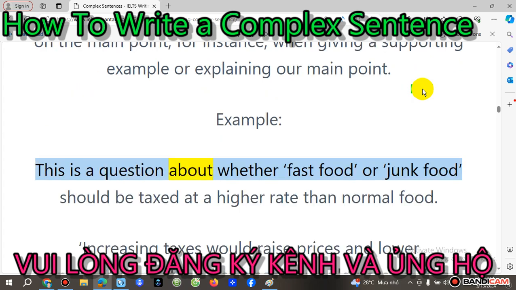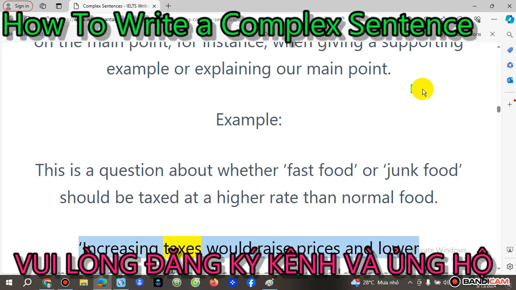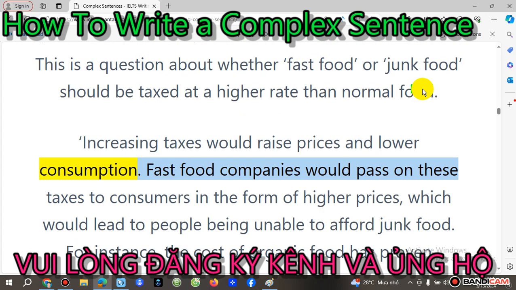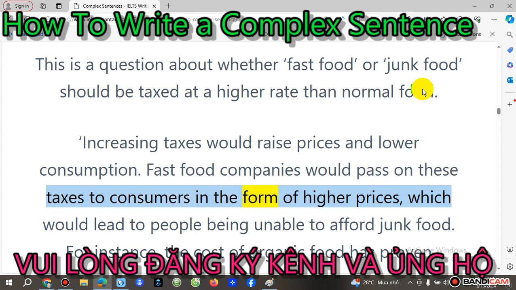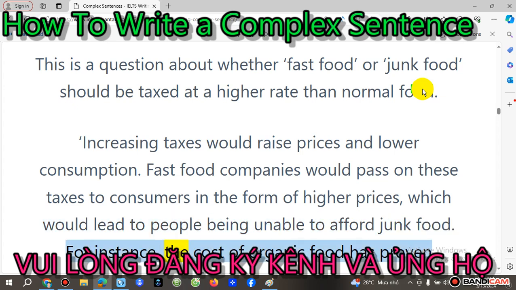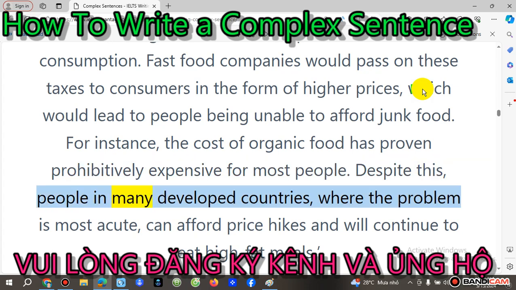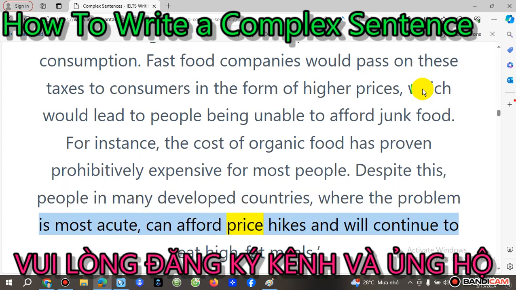This is a question about whether fast food or junk food should be taxed at a higher rate than normal food. Increasing taxes would raise prices and lower consumption. Fast food companies would pass on these taxes to consumers in the form of higher prices, which would lead to people being unable to afford junk food. For instance, the cost of organic food has proven prohibitively expensive for most people. Despite this, people in many developed countries, where the problem is most acute, can afford price hikes and will continue to eat high-fat meals.